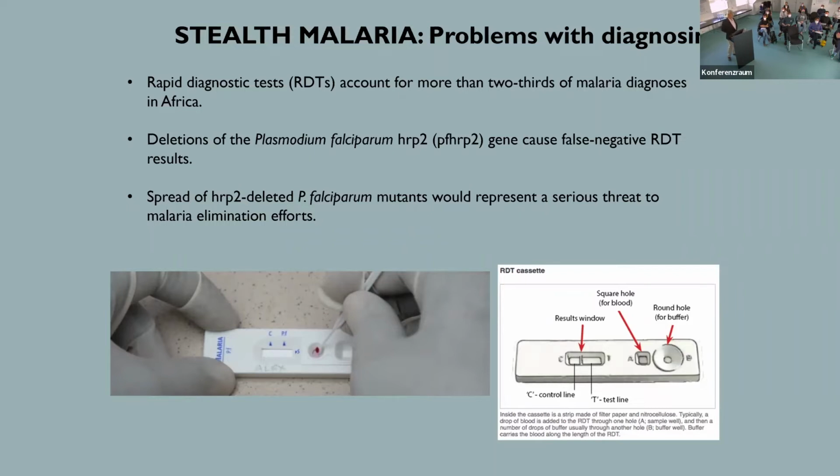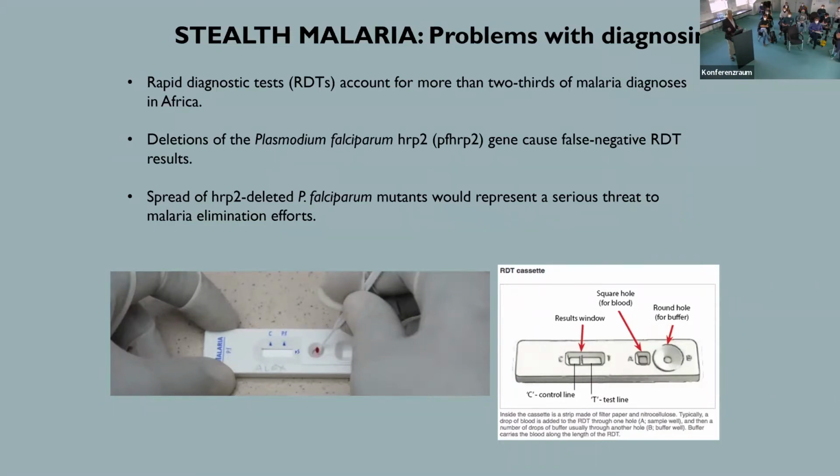And so it's targeting a particular gene called HRB2, and sometimes there's a deletion to that in the pathogen, and you get a false negative. So if you get a false negative, then you don't get drugs and you're not treated. And this could be a huge problem.